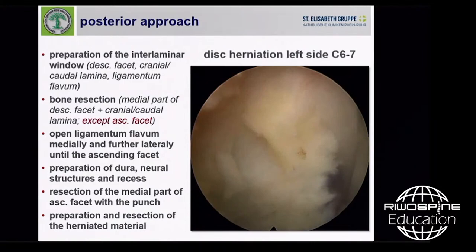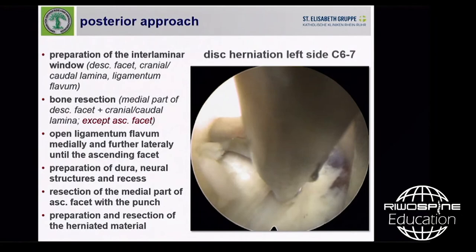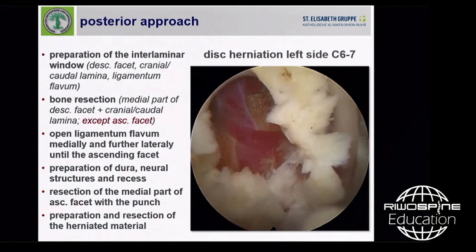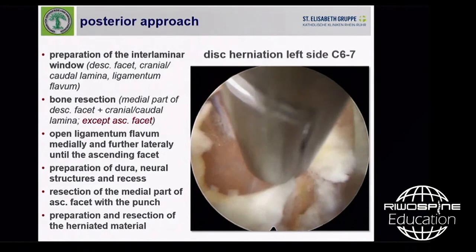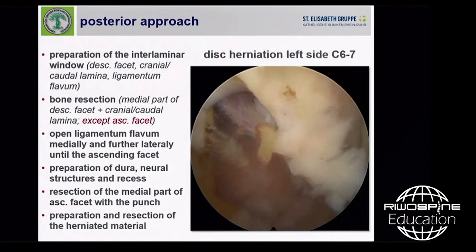Opening of the flavum ligament medially, like in the lumbar spine, and then we resect the flavum ligament and have to identify the next anatomical landmarks. That's the venous complex around the cervical myelon. And then we have to identify the lateral margin of the dura of the cervical myelon and the cervical nerve. So that's the lateral margin here.